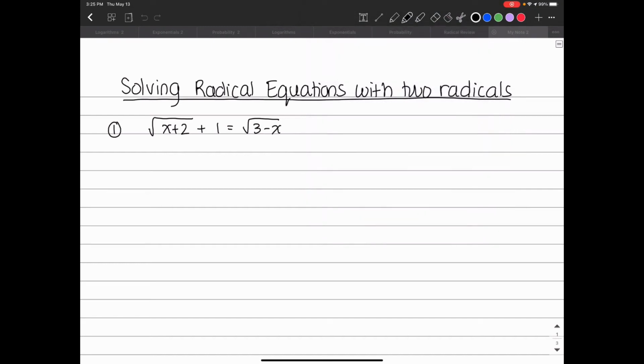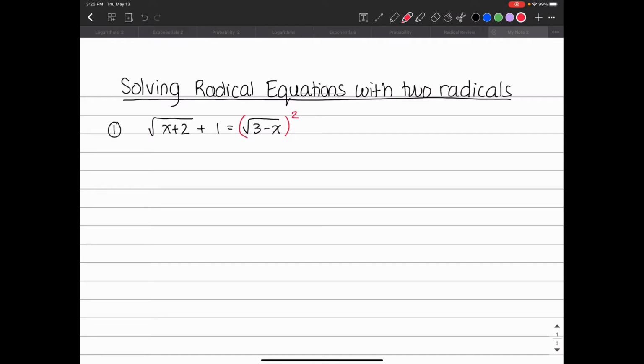In this video, I'm going to talk about solving radical equations that have two radicals. For this first one, I have the square root of x plus 2, plus 1, is equal to the square root of 3 minus x. I want to isolate one of the radicals by itself so that I can square to undo it. Well, I already have one of the radicals by itself. I have this square root of 3 minus x by itself. So I don't need to do anything but square the right-hand side to undo that square root.